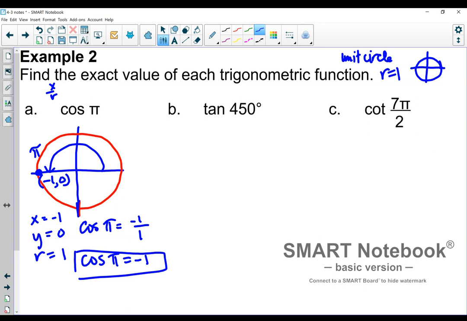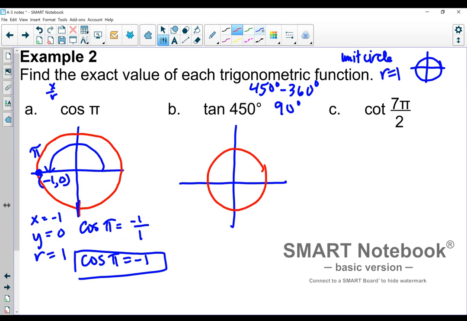All right, next one, 450. So first of all, 450 is way too big. We know that's bigger than 360. So I want to go ahead and subtract 360, and I get 90 degrees, pretty sure about that. So let's go through and draw that again. I'm going to draw the unit circle first. It'll be easier that way. And then here's my 90 degrees.